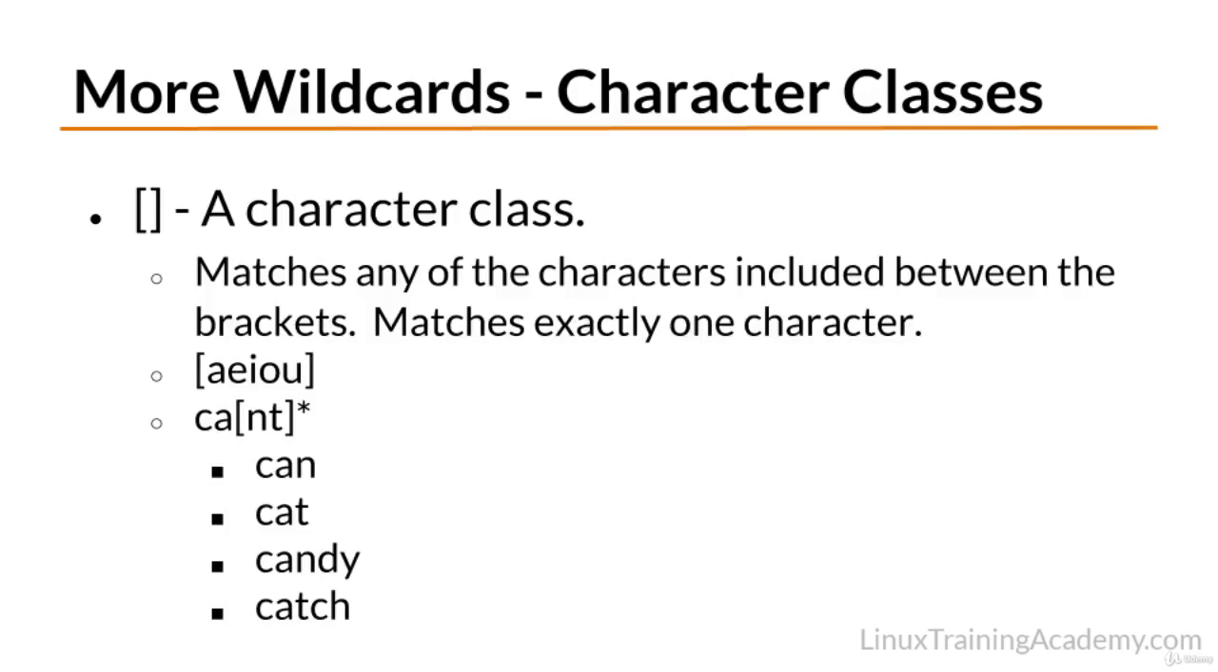You can use something called a character class to create very specific search patterns. Start with a left bracket, then list one or more characters you want to match, and then end with a right bracket. For example, if you wanted to match a one-character long file name that was a vowel, you would use [aeiou]. If you wanted to match files that start with CA followed by either an N or a T followed by 0 or more characters, then use CA[NT]*. This pattern will match files named can, cat, candy, and catch.